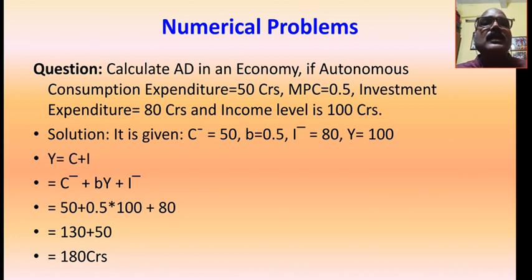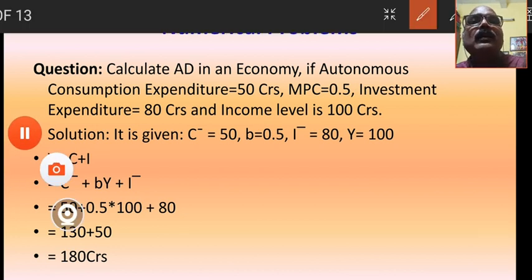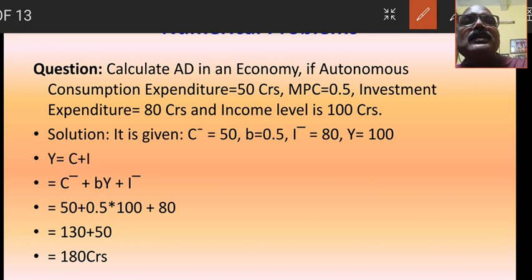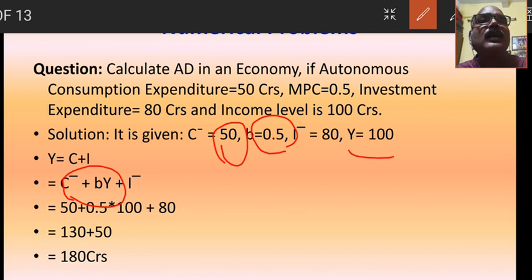So in place of C, I can write C bar plus bY, because this is the equation of the consumption function. So C is equal to C bar plus bY, and in place of I write I bar. So now C bar is equal to 50, plus b is equal to 0.5 and C bar is equal to 50. So 50 plus 0.5 into Y, Y is given as 100.